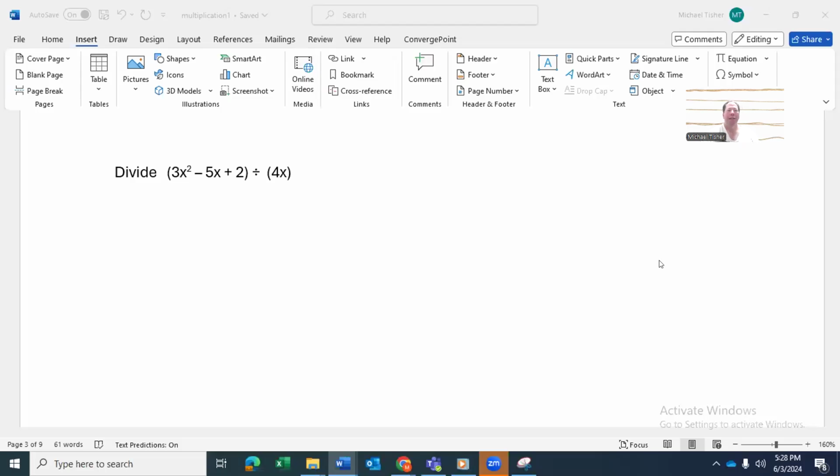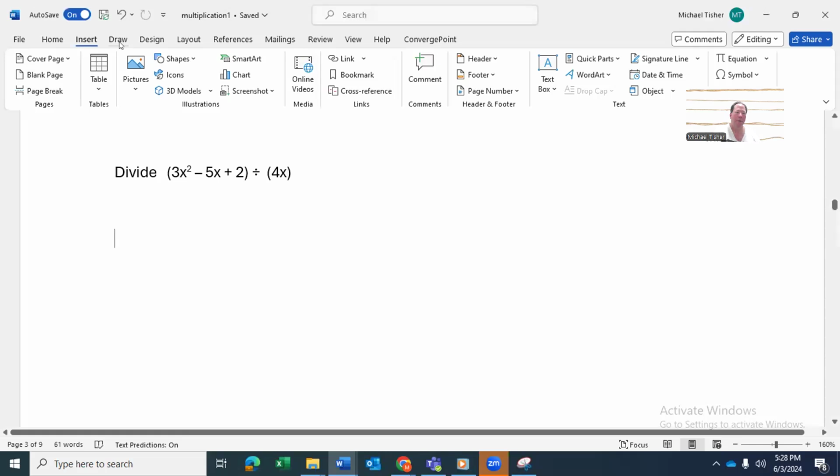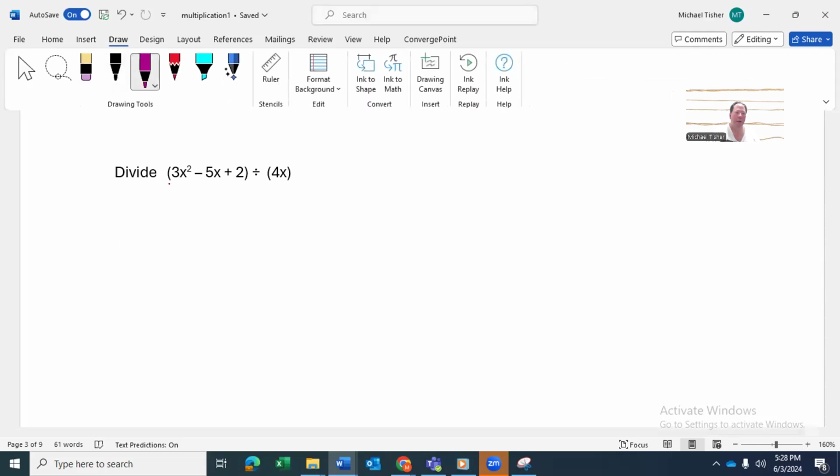Hello, everybody. Today, let's divide the polynomial 3x squared minus 5x plus 2 by the polynomial 4x. Now, notice that 4x is only a one-termed polynomial, and so that's called a monomial. Notice that 3x squared minus 5x plus 2 has three terms, which are 3x squared, negative 5x, and 2. And so this first polynomial has three terms, which is called a trinomial. And so today, we are dividing a trinomial by a monomial of 4x.